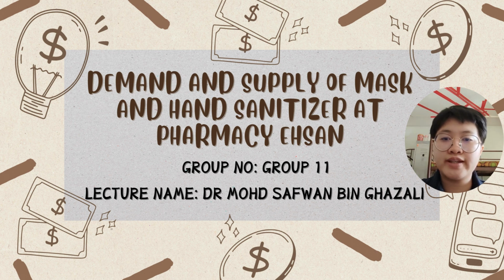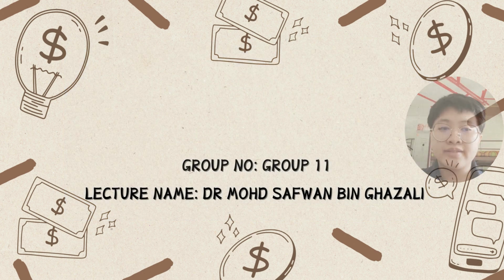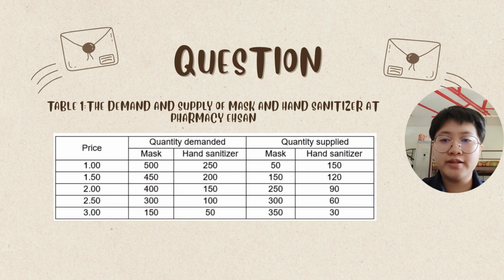Today, we would like to present case study 2. The title of our case study is Demand and Supply of Mask and Hand Sanitizer at Pharmacy Ehsan. First, we will show a table. It explains the demand and supply of mask and hand sanitizer at Pharmacy Ehsan.